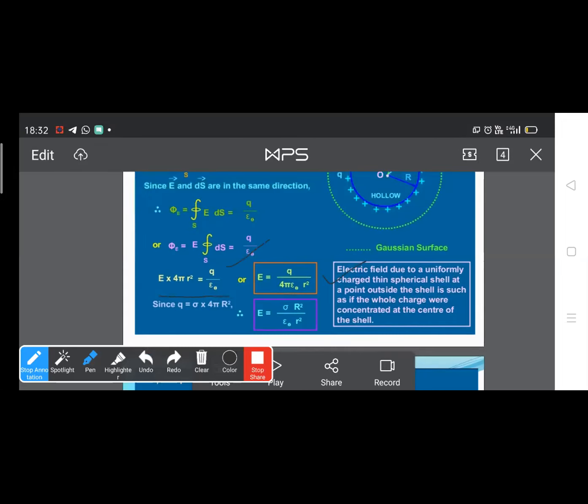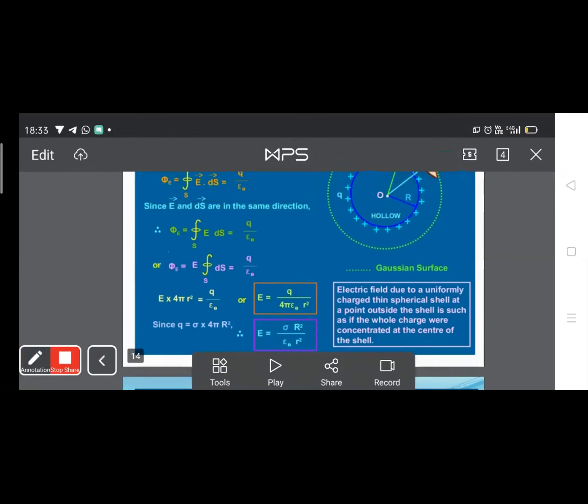And we know that Q equals sigma into 4 pi R square. Here sigma is the surface charge density. Okay, so we can write the value of Q in this equation. We find that E equals sigma R square upon epsilon naught r square. Okay, so the electric field due to a uniformly charged spherical shell at a point outside the shell is such as if the whole charge were concentrated at the center of the shell. Clear?